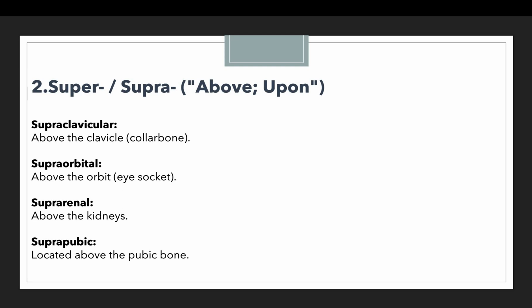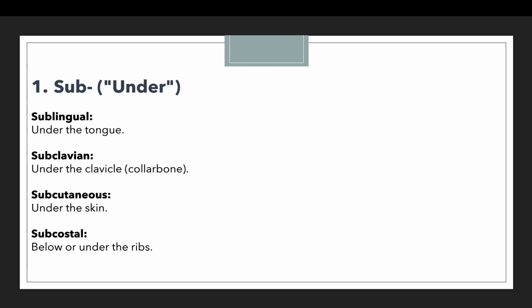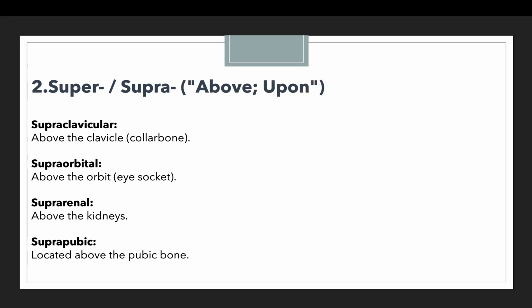The first example is supraclavicular, which means above the clavicle or collarbone. You can relate it with the previous prefix, because there we discussed subclavian. Similarly, the opposite word for subclavian is supraclavicular, which is above the clavicle or collarbone.